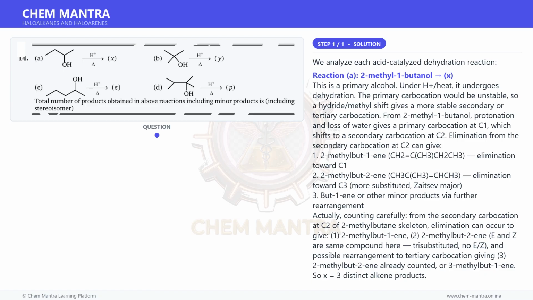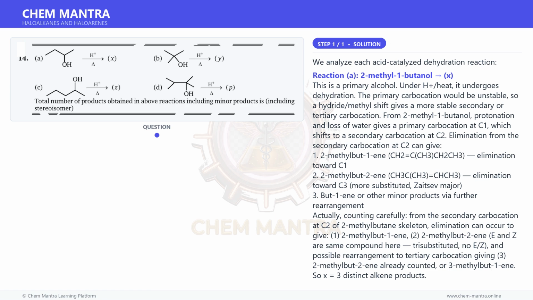Reaction B: 2-methylbutan-2-ol, Y. This is a tertiary alcohol, tert-amyl alcohol. The tertiary carbocation at C2 is formed directly. Elimination can occur: one, toward C1, 2-methyl-but-1-ene; two, toward C3, 2-methyl-but-2-ene. E and Z, but this is CH3C=CHCH3, does this have E/Z isomerism?